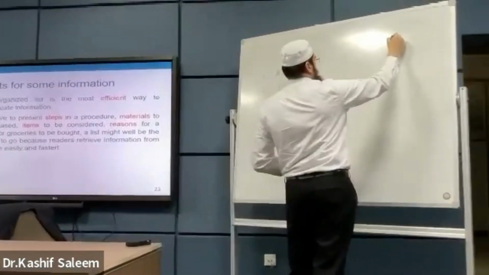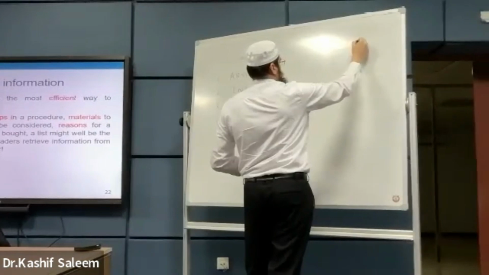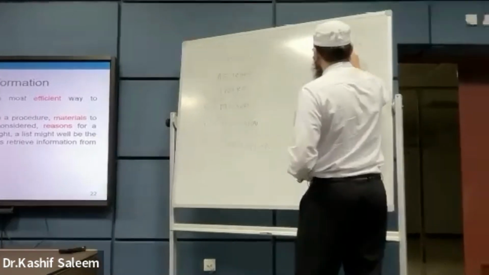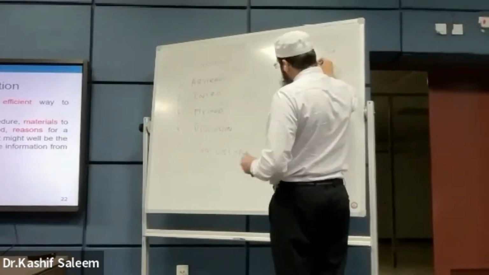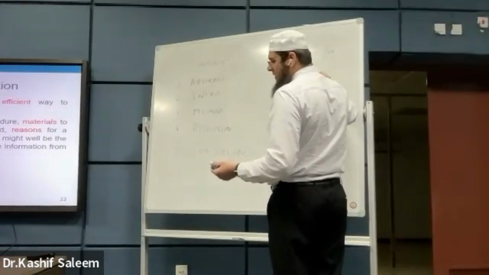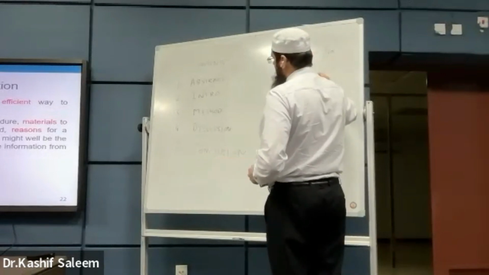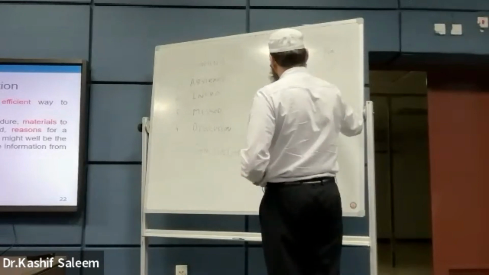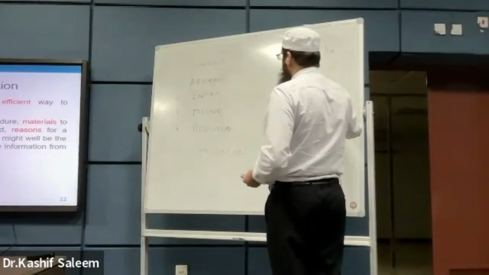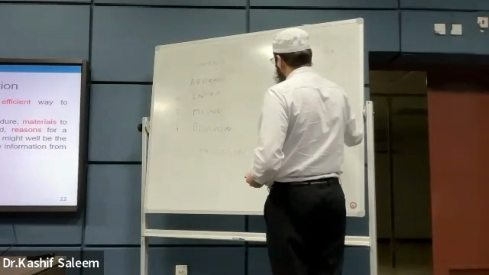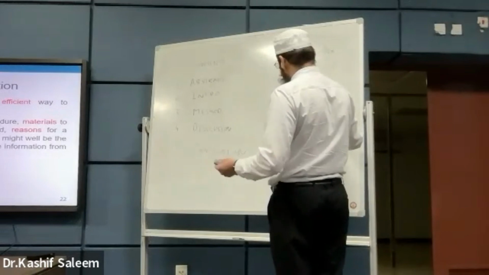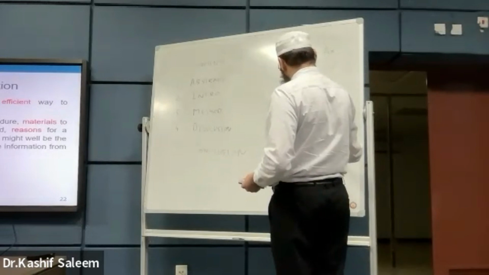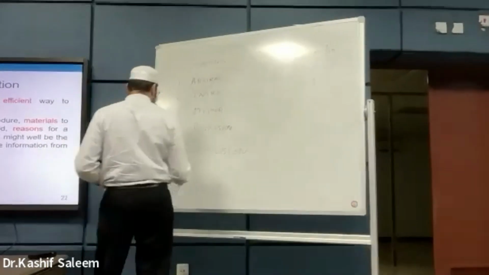Contents, page number. Abstract can be on page 1. Intro can be page 2. Starting underneath the abstract. Method or methodology can be on page 4. Discussion can be on page 6. Conclusion can be on page 8. Any remaining?